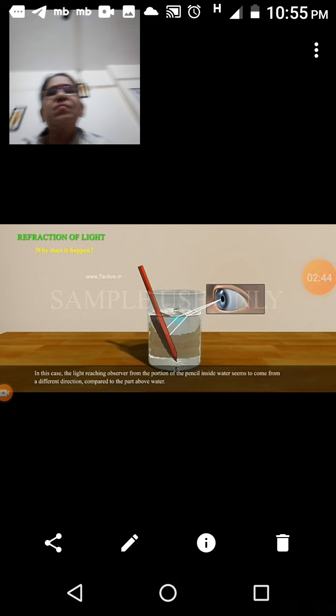Here the figure shows the light rays coming from the pencil bend at the air-water interface before entering into the eye, and hence the pencil appears virtually at a different position than it is actually at.